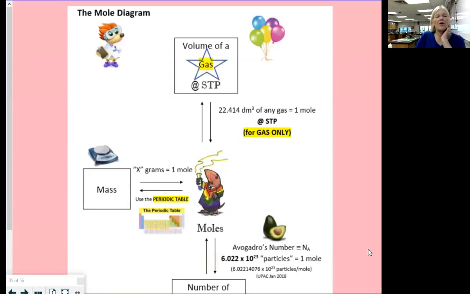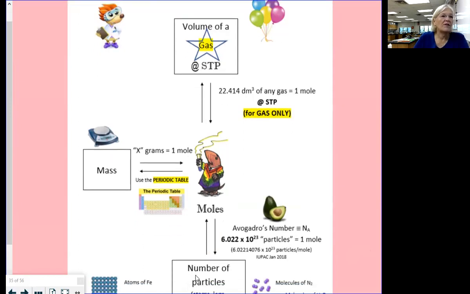So here's the mole diagram that I want you to use all the time when you do these mole calculations. This mole diagram is showing you that the mole is a central idea, and it connects the volume of a gas, the mass of any substance, and the number of particles of a substance. To go between the mole and any of these other three, you need an equality. This equality is given at each step.